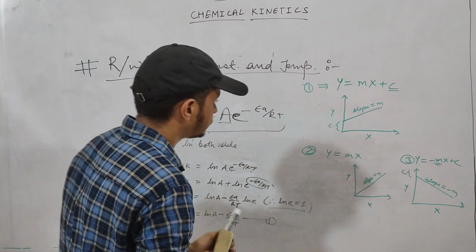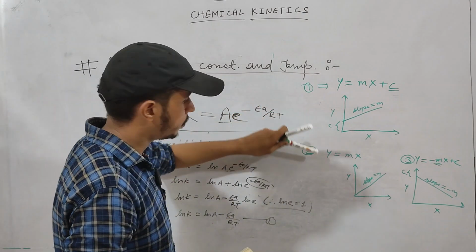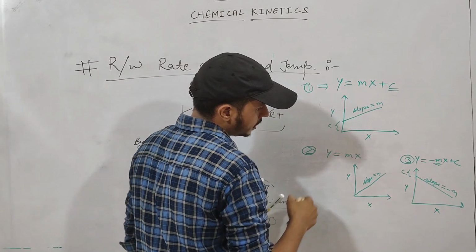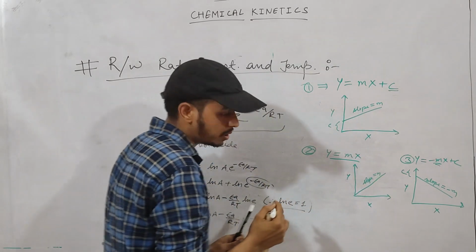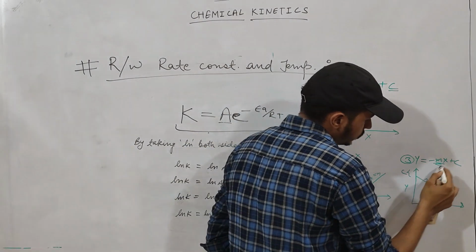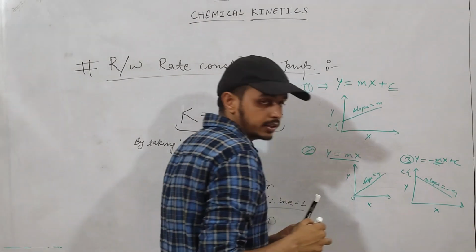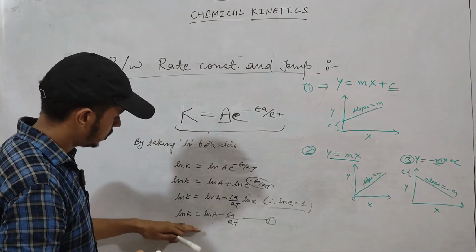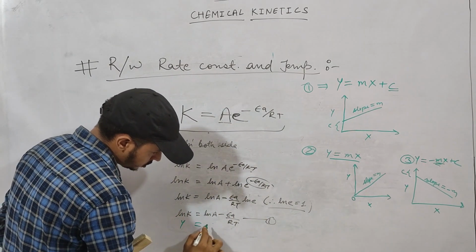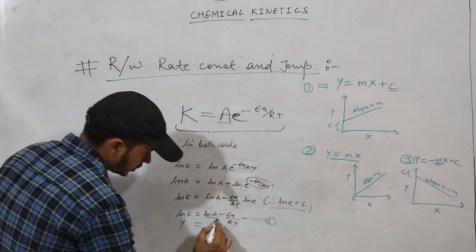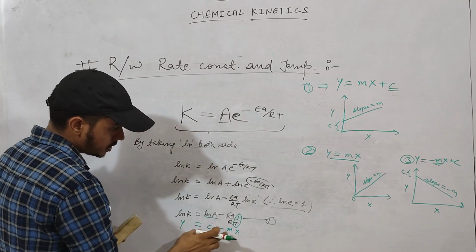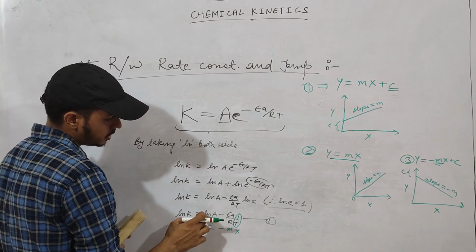You can write it in a proper way. These are the three graphs of the straight line: y is equal to mx plus c, where m is the slope and c is the intercept. If y is equal to mx, the line goes from the origin at point 0. And if the slope is negative, the line goes downward. So we will draw for this equation. Which equation will be for this? It is y is equal to minus mx plus c, where 1 upon T is x, the slope is Ea upon R, and c is ln A.